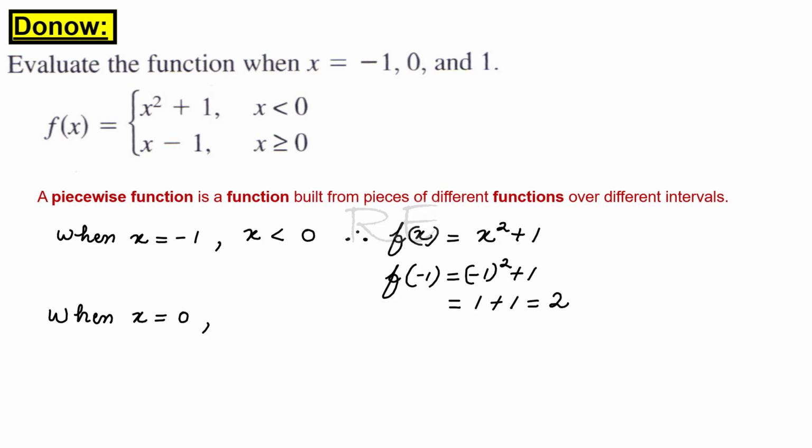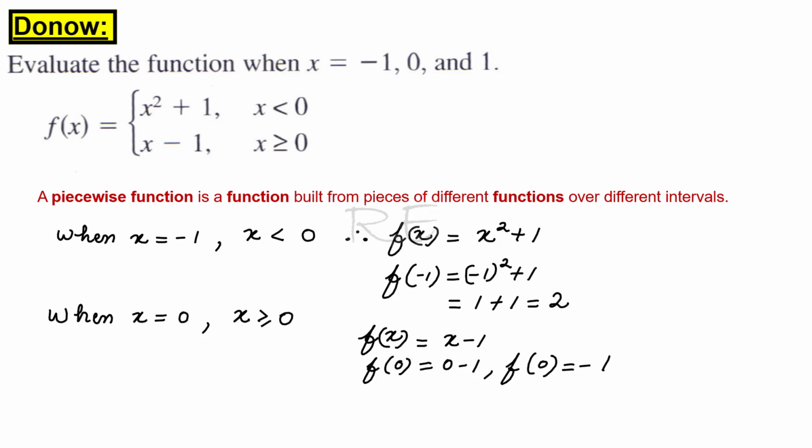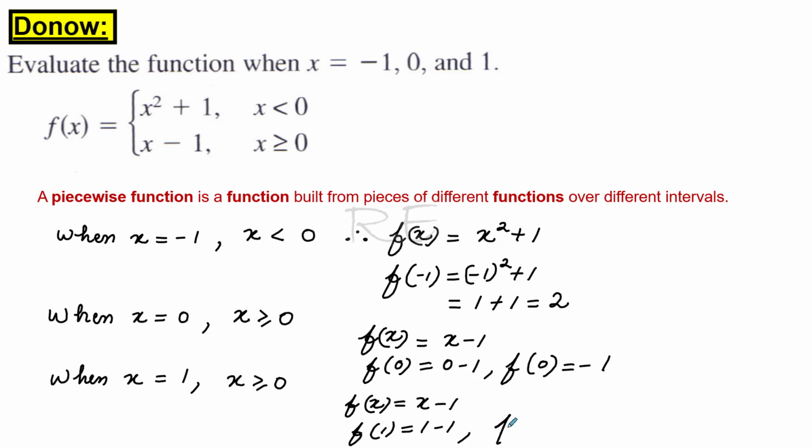When x is equal to 0, x is greater than or equal to 0. Therefore, f of x will be equal to x minus 1, and f of 0 is 0 minus 1, which is -1. And finally, when x is 1, x is greater than or equal to 0. F of 1 will be 1 minus 1, which is 0.